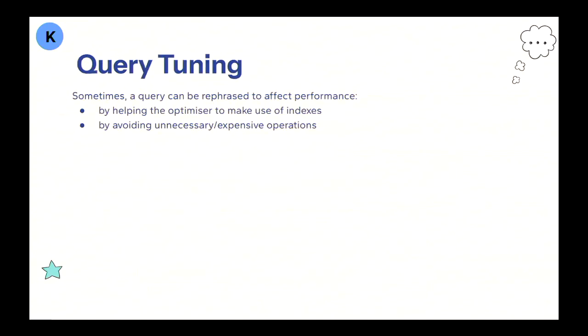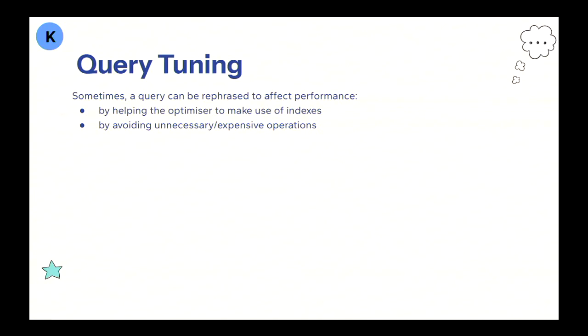And now we know that the choices of how we express queries and how we build up indexes could affect the performance. But how can we do the tuning of the queries to make it more efficient? So sometimes a query can be rephrased to affect the performance, and by doing two things.